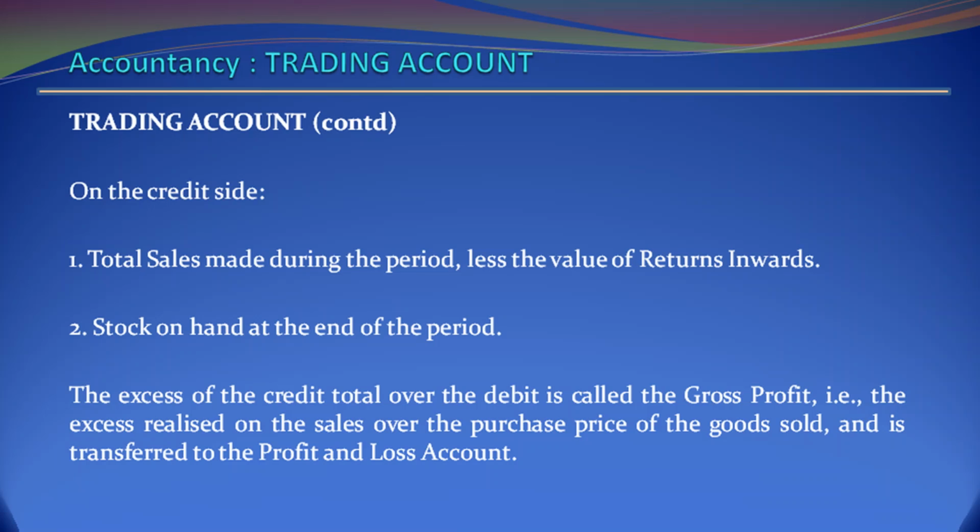On the credit side: 1. The total sales made during the period less the value of returns inwards. 2. Stock on hand at the end of the period. The excess of the credit total over the debit is called the gross profit, that is, the excess realized on the sales over the purchase price of the goods sold, and is transferred to the profit and loss account.